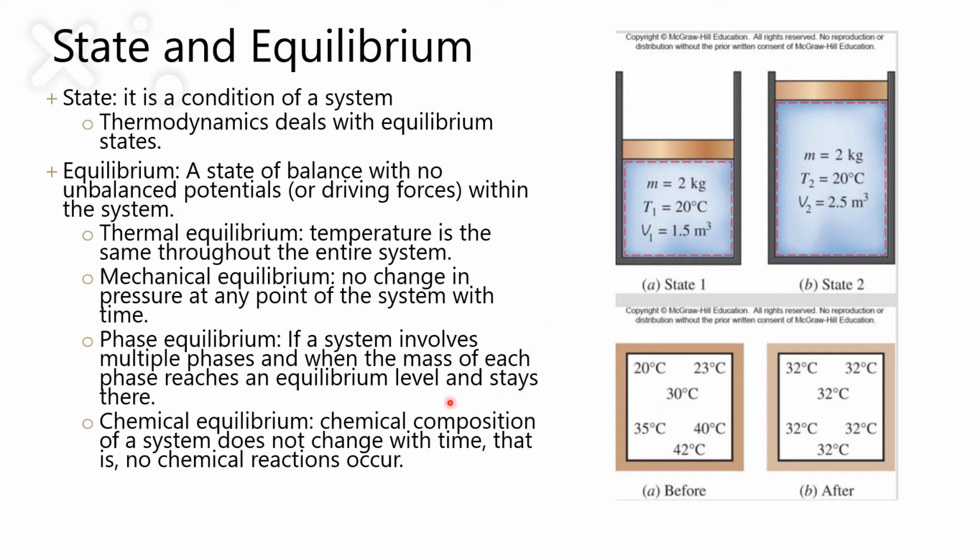And if a system involves two phases, it is in phase equilibrium when the mass of each phase reaches an equilibrium level and stays there. Finally, a system is in chemical equilibrium if its chemical composition does not change with time. That is, no chemical reactions occur.